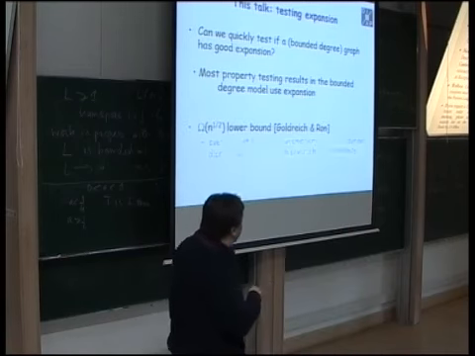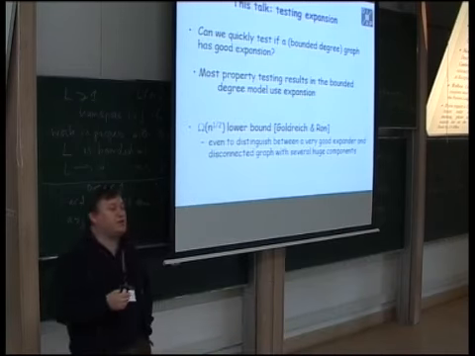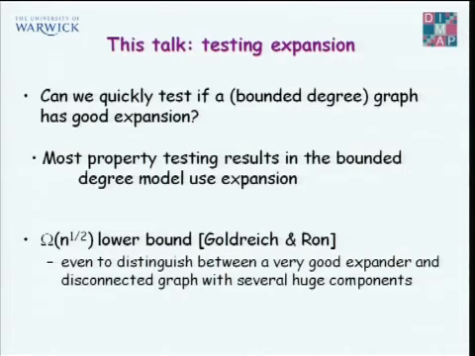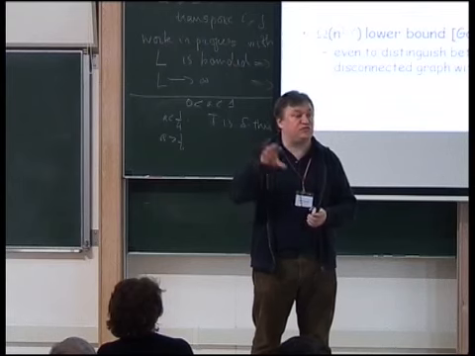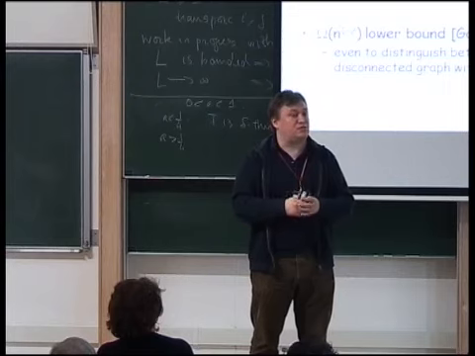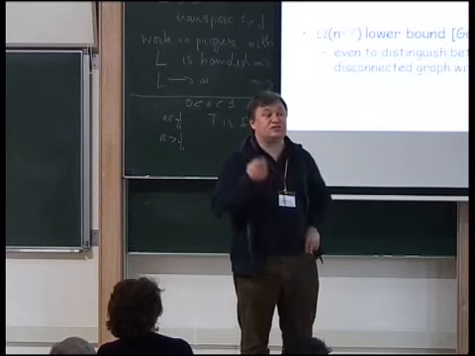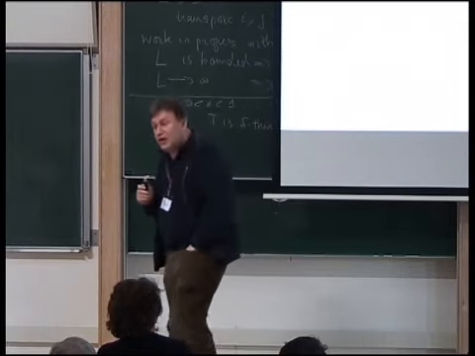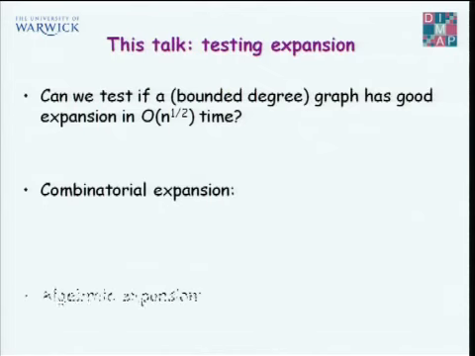So Goldreich and Ron then actually showed that you need at least square root of n time. And you need it even if you want to distinguish between an excellent expander and a graph which consists of a few disconnected expanders. So you really need square root of n time. So the question is, can you do it in square root of n time? And you will see in a second that you can, somehow. Just to make sure that you know what we are talking about.